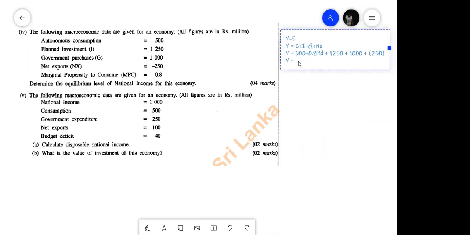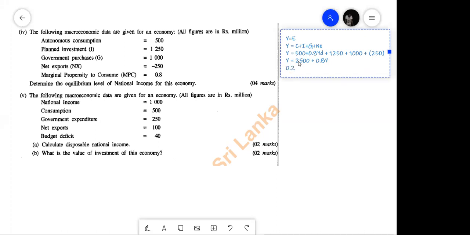Okay. So Y is equal to, then I just add all the autonomous components at the beginning. So it's 2,500 if I'm not mistaken. 2,500. 1,000, 1,250, minus 250. 0.8 Y minus T plus transfers. So have they given you taxes and transfers? Government spending, net exports, MPC. No, there is no transfers also. So you can simply convert the YD into Y. Okay. So there is no taxes or transfers. So YD is equal to Y in that case.